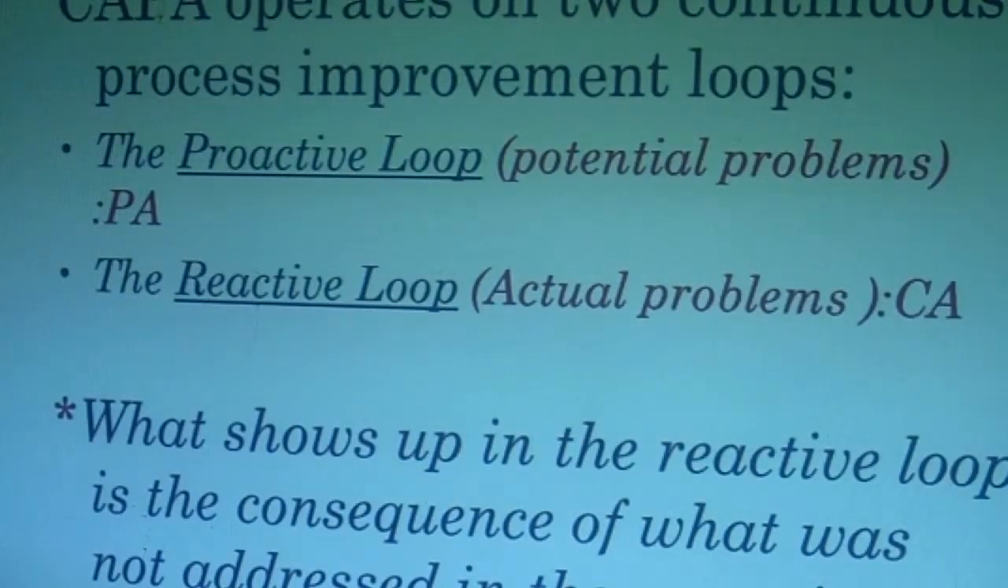This is a very important point. What shows up in the reactive loop is the consequence of what was not addressed in the proactive loop. If you are facing a recall situation, it's because of what you didn't address, adverse trends that you did not address during the review of your production records. If you see an adverse trend developing in production and you go, oh, that's nothing, it's going to show up as maybe a recall or customer return.